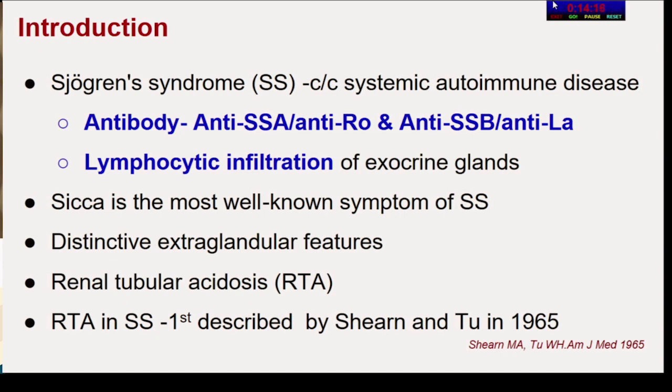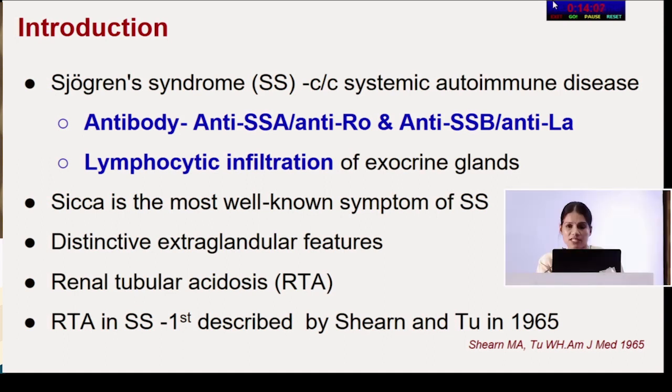Sicca is the most well-known symptom of Sjogren's syndrome. It may not be the most common. There are distinctive extraglandular features. RTA is one such manifestation. RTA in Sjogren's syndrome was first described in 1965.